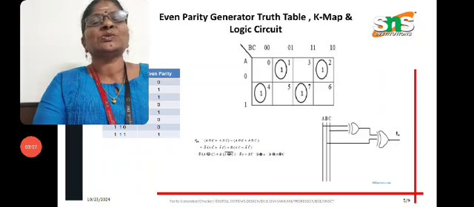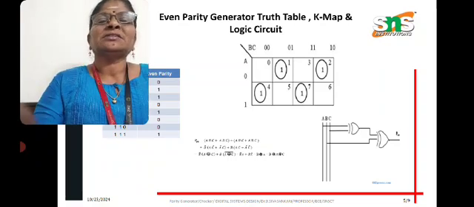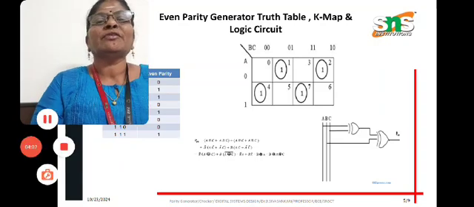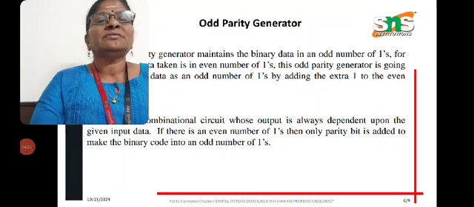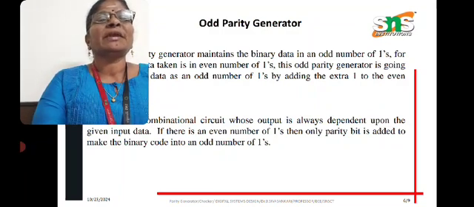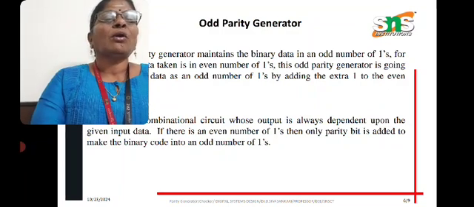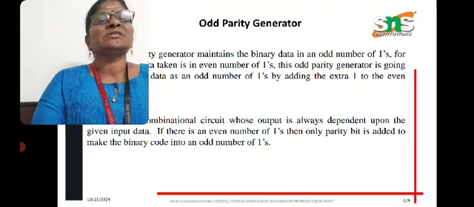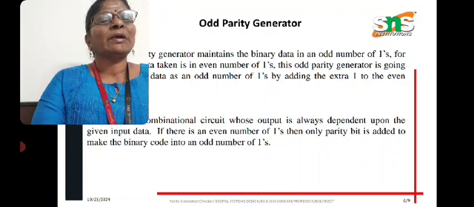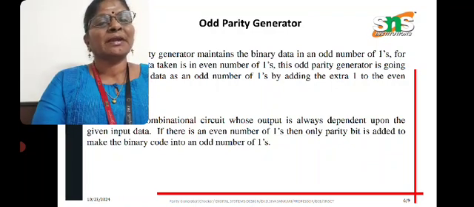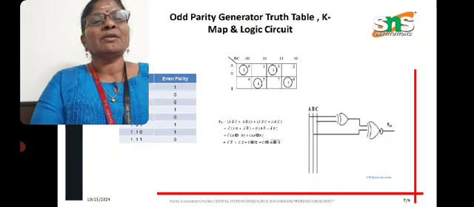Vice versa, like even parity, we have to form the truth table for odd parity. As I said, the odd parity generator maintains the binary data with an odd number of ones. This combinational circuit's output is always dependent upon the given input data. If there is an even number of ones, then only a parity bit is added to make the binary code have an odd number of ones.